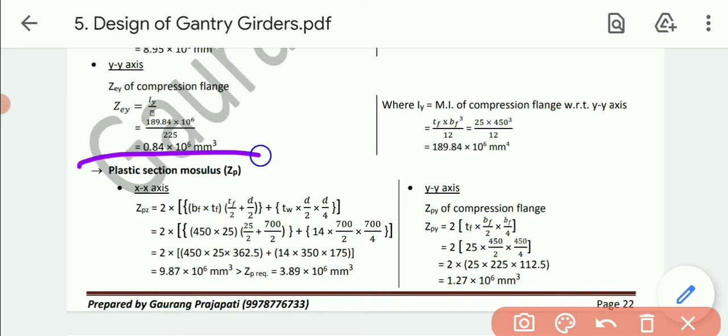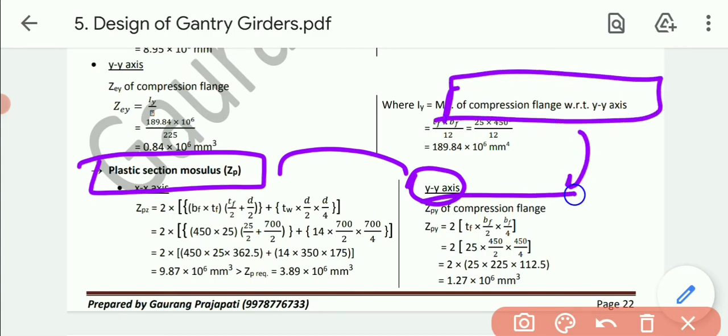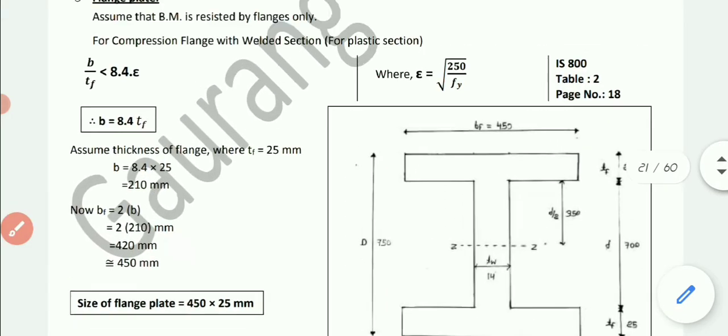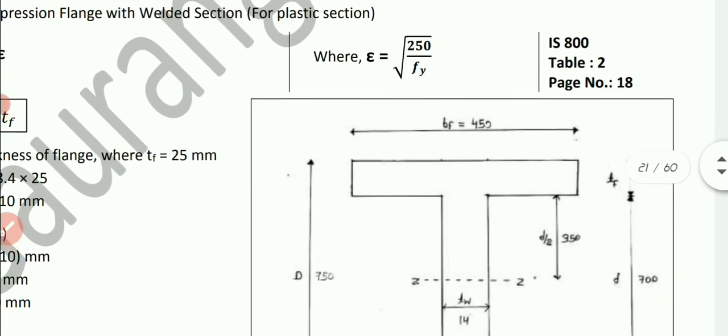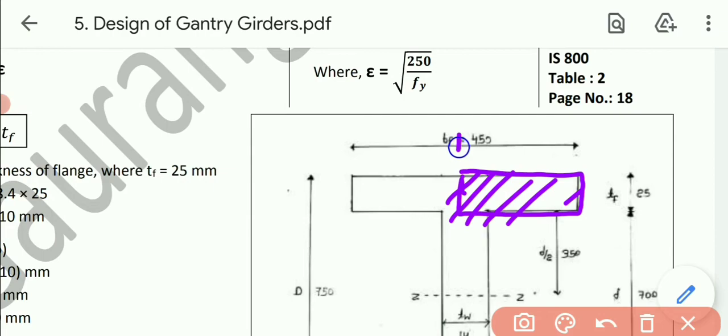And similarly, I need to calculate the plastic section modulus with respect to y axis also. Similarly, like in the elastic modulus, where we calculated the elastic section modulus of the compression flange only, we need to calculate the plastic modulus once again of the flange only. So for that one, we need to calculate the elastic plastic section modulus of this section only. This half depth will be, we can say, 225. BF is 450, so this will be 225, and the dimension is this one.